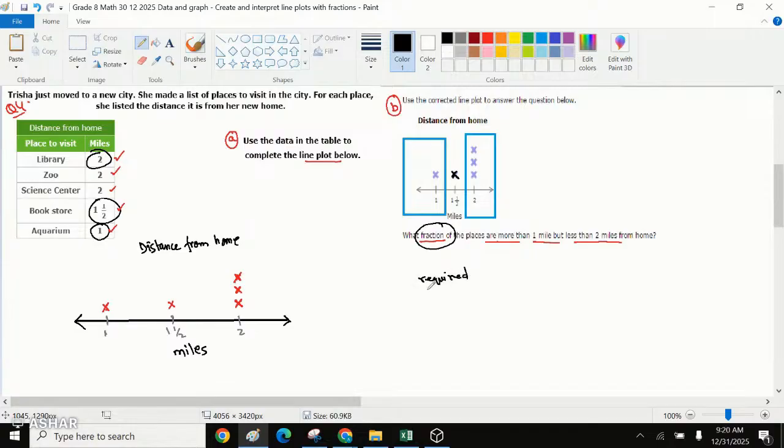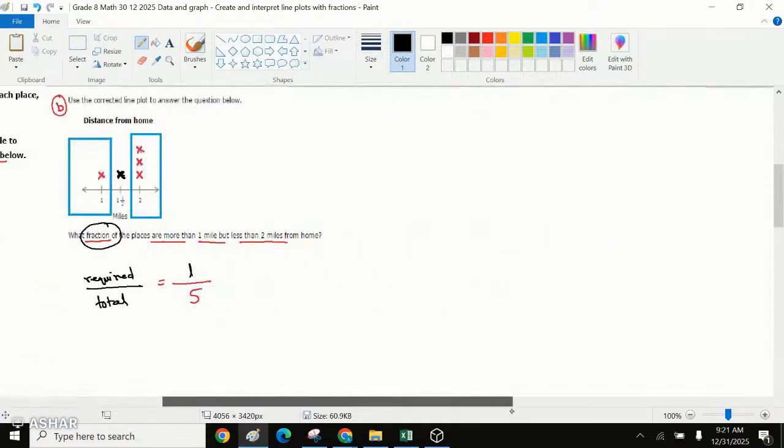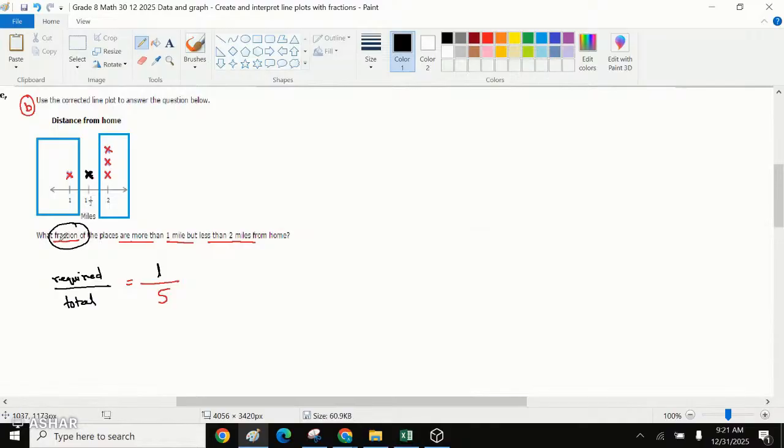The required is the required upon the total. What are the total places? How many places were there in total? 2, 3, 4, and 5. That means the total would be 5 options. Out of these 5 options, there was only one location that was further than 1 mile but less than 2 miles. That means there is only one out of 5 places. So we leave our answer as we are asked in the question. If they ask for the fraction, we leave it in fraction. If they ask for a decimal, then we change it into a decimal.